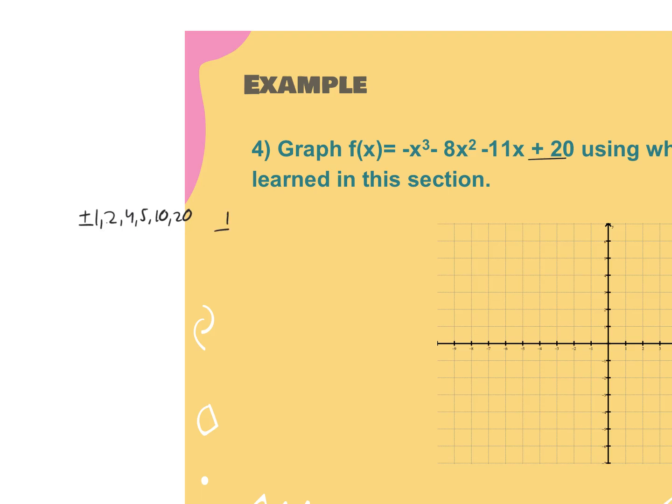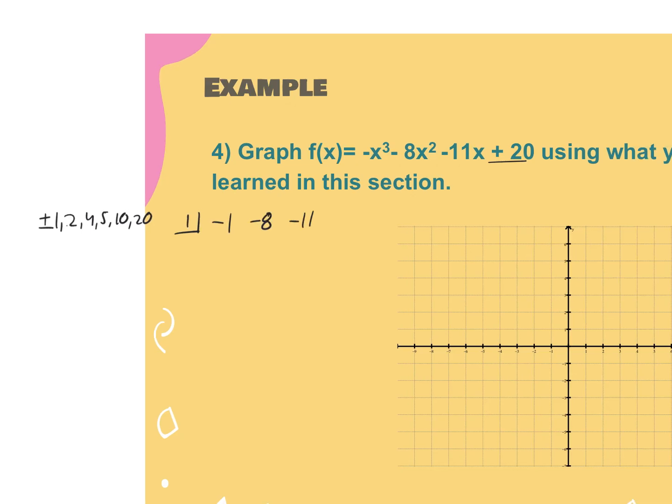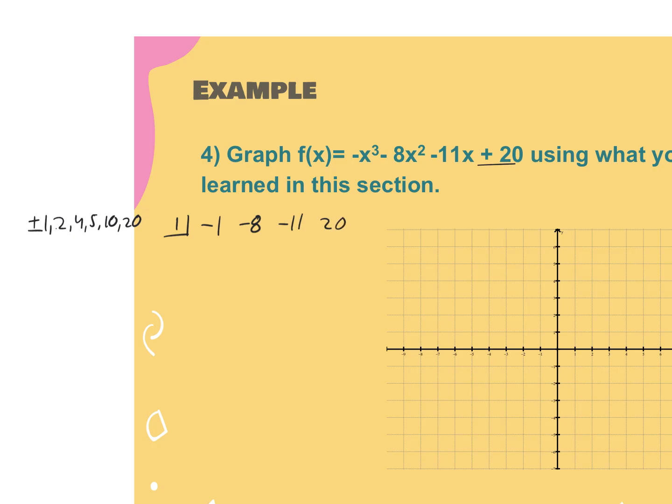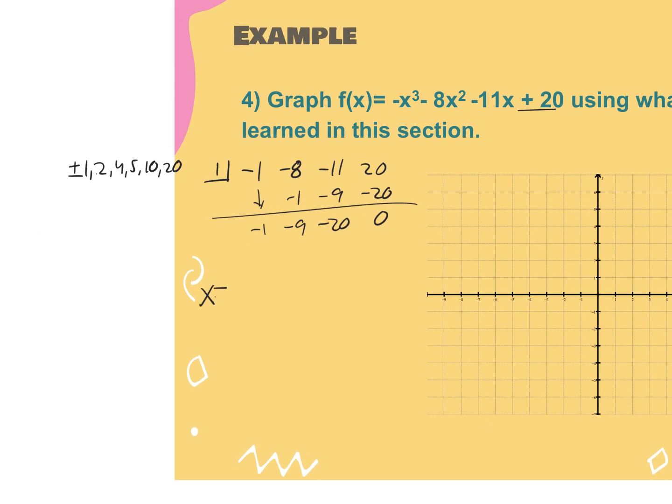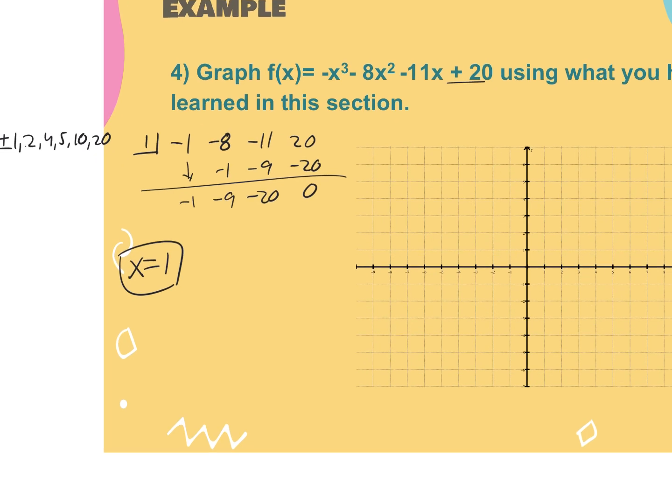So let's pick, right? I'm going to pick 1. All right, so it's going to be a -1, -8, -11, and 20. Bring down -1, -1, -9, -9, -20, -20, 0. It works, right? So I get that x equals 1 is one of my zeros. I'm going to plot it already, right? So we got kind of lucky there.